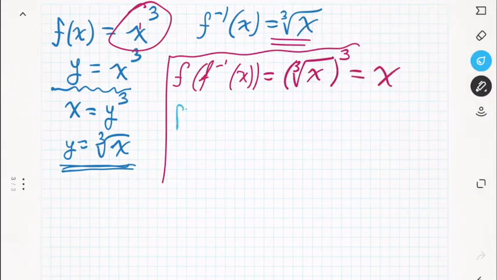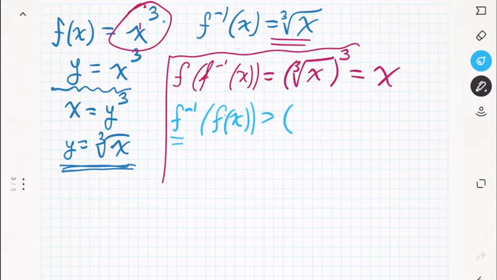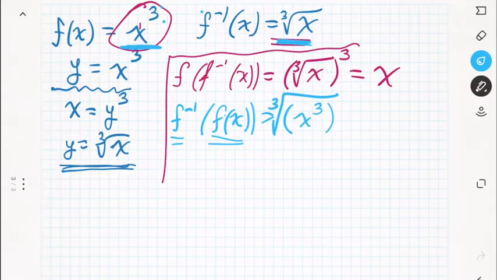Let's go the other direction. F inverse of f of x. Well, the main function now is f inverse, the outside function, which happens to be the cube root of x. Ooh, let me back up here. It doesn't go there. It goes here, the cube root of x. And what goes inside is f of x, which is over here, x cubed. So you'd have x cubed inside. And when you cube root an x cubed, your answer is x. So the main property of inverse functions is if you compose them with each other, your answer is always going to be the original domain that you started with.